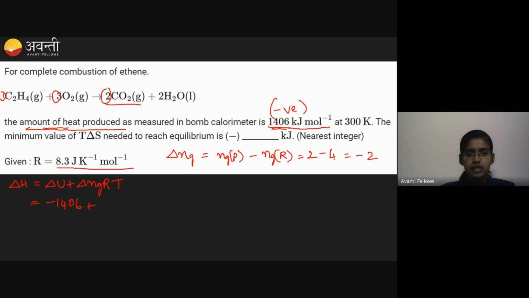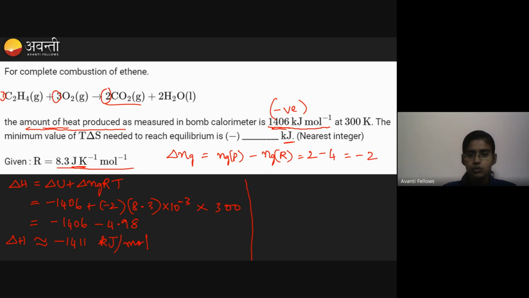So the answer is minus 2. R value is 8.3 joule per Kelvin. But we have to find it in kilojoule, right? So we can multiply this by 10 power minus 3, into temperature, which is 300. Now here it is minus 1406 minus 4.98. So the delta H is coming out to be approximately minus 1411 kilojoule per mole.